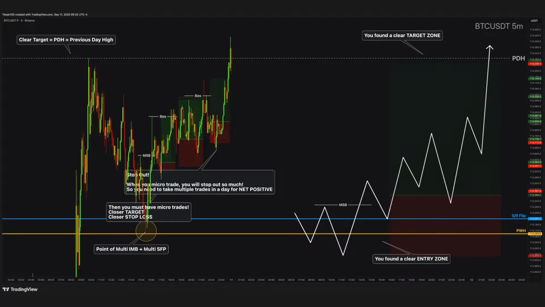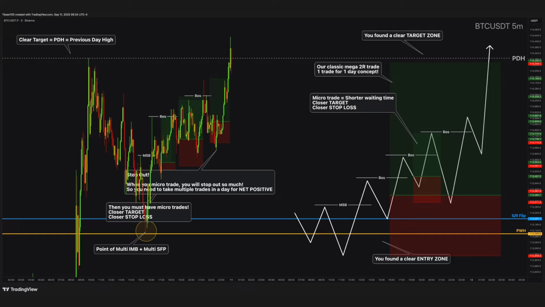So, as a regular trader, you might set up one big trade with a large stop loss as a day trader. That's the classic approach of taking one single trade per day as a day trader. However, since this type of trade usually takes a long time to play out, if you want shorter trades, basically scalping, you need to ride the trend from your entry zone all the way to your target zone. And instead of waiting for one large move, you start taking micro scalping trades along the way, each with smaller targets and tighter stop losses.